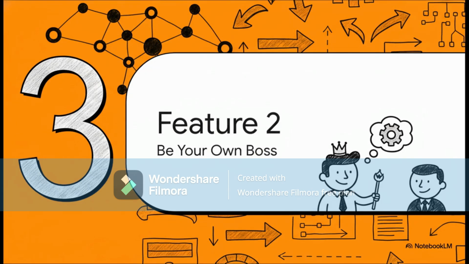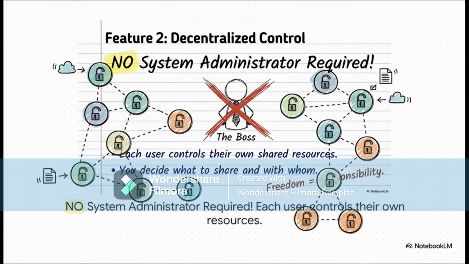Okay, moving on to superpower number 2. You're your own boss. The fancy term is decentralized control, but all it really means is there's no need for some special IT person or a system administrator to run the show. And this is a really big deal. Since there's no central server, you don't need a central manager. You are in complete control of your own computer. You decide which files to share, which printer to make available, and who gets to access it all.